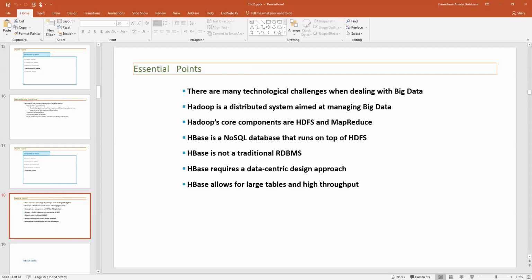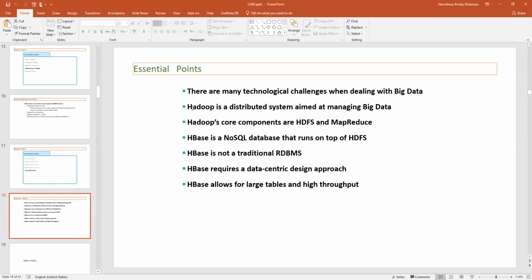So let's summarize what we have reviewed so far. The main reason that we use the HBase database is that when we have a very large data set, we face some technological limitations, which HBase deals with and helps us with. So that's the reason we go to HBase: when you have a big, large data set.